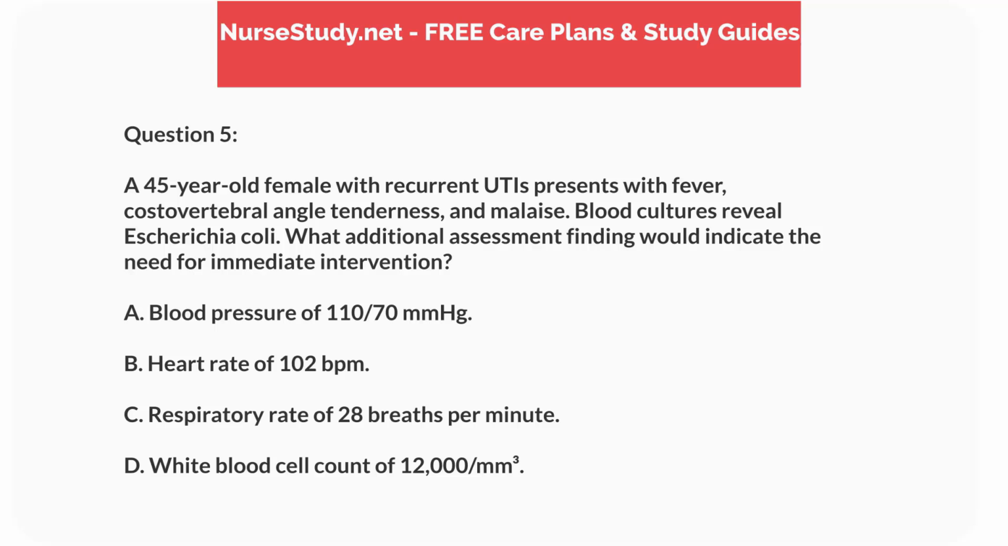Question 5. A 45-year-old female with recurrent UTIs presents with fever, costovertebral angle tenderness, and malaise. Blood cultures reveal Escherichia coli. What additional assessment finding would indicate the need for immediate intervention? A. Blood pressure of 110 over 70 mm of mercury. B. Heart rate of 102. C. Respiratory rate of 28 breaths per minute. D. White blood cell count of 12,000.